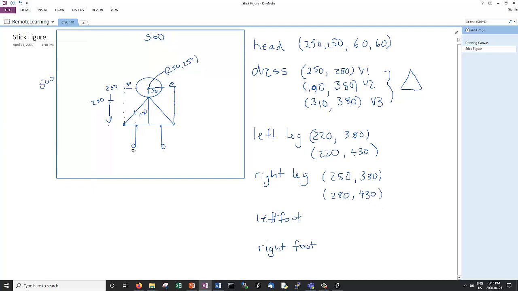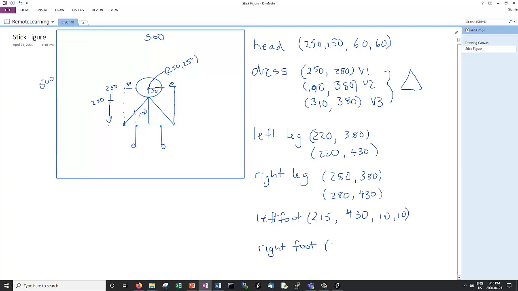Okay, and so for the feet, for the left foot, I need to specify an ellipse for this. It's going to be a very small ellipse, maybe about 10 pixels wide. So my left leg, my X position was 220. I'll make that 5 less, so it would be about 215. So that would be my X position. My Y position, I'm just going to make the same as my left leg. The Y position was 430 at the bottom. I need to specify the width and the height, so I'm going to specify 10 pixels for each of these.